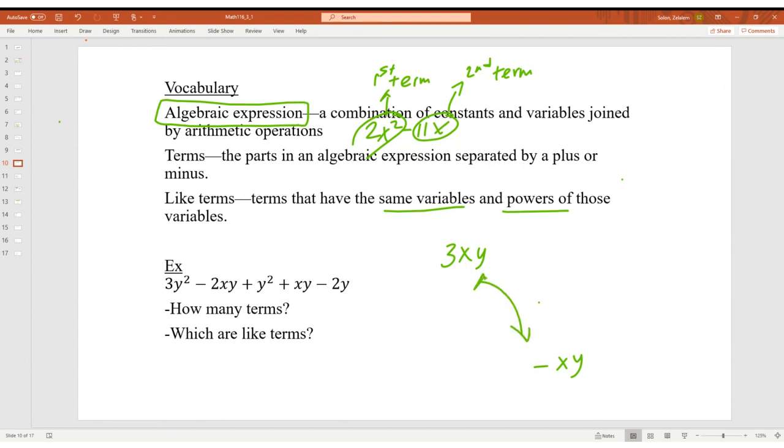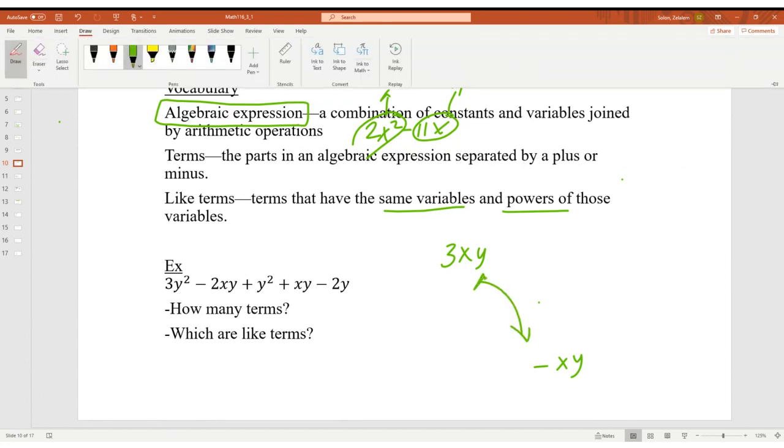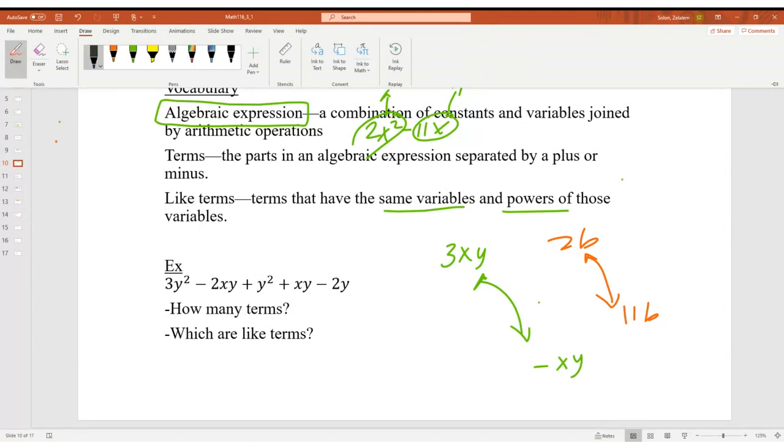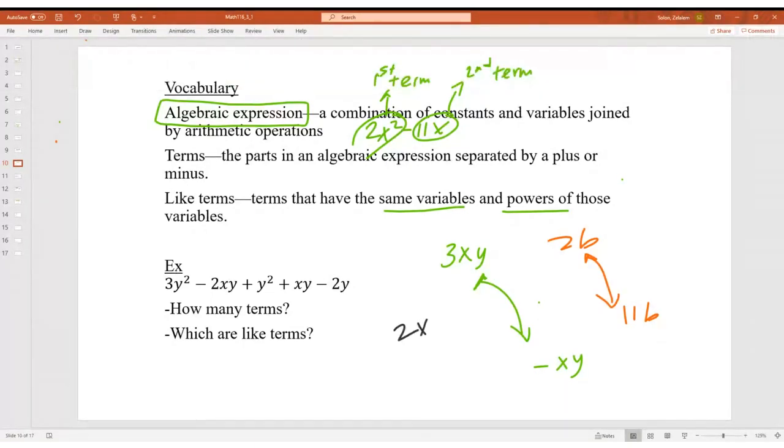For example, if I have 2b and 11b, these two are like terms. We have the same variable b raised to the same power. For example, if I have, let me use a different color, 2x squared y and 3x squared y. So the same variable x raised to the power 2, same variable y raised to the power of 1. So these two are like terms.